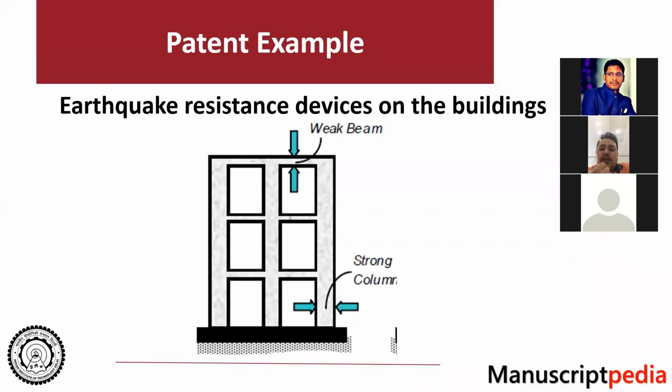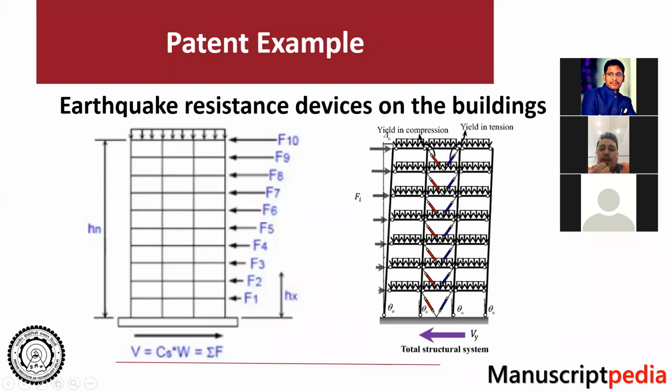Okay, the next slide. People later came up with the idea that once the lateral load comes, it is distributed to each and every floor, and the energy at every floor can be dissipated by non-structural elements or by primary members, like the beam and column, which are the main elements of the structure.